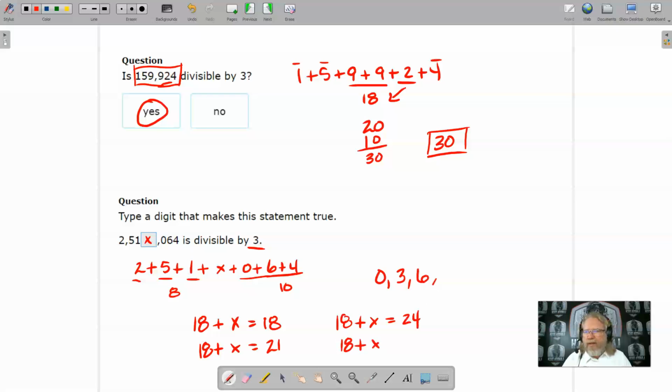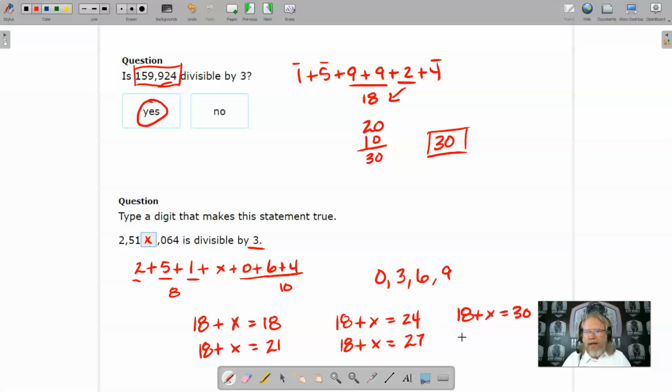18 plus some number x equals, and 3 more from 24 is 27. And so what number would that be? Well, 18 plus 9 would work. And then if we go one more, 18 plus x equals, well, let's add 3 to 27.